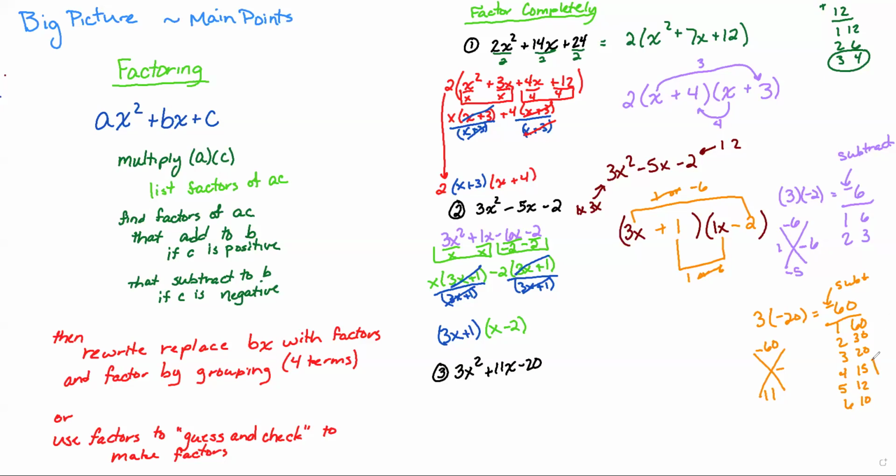If I want to get 11, I'm going to be using 15 and 4, and I really want 15 minus 4. Rewrite my problem. I'm going to start that way. So the 11x is going to be 15x minus 4x, or negative 4x plus 15x, your choice. So this is 3x squared plus 11x minus 20.